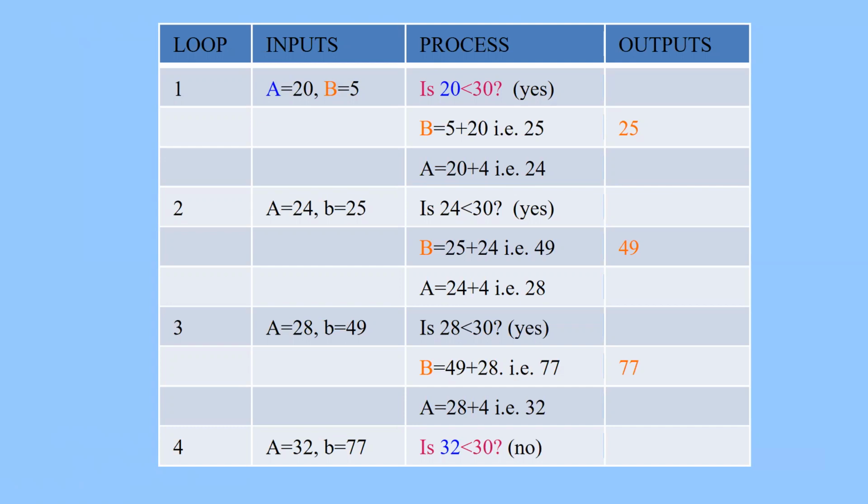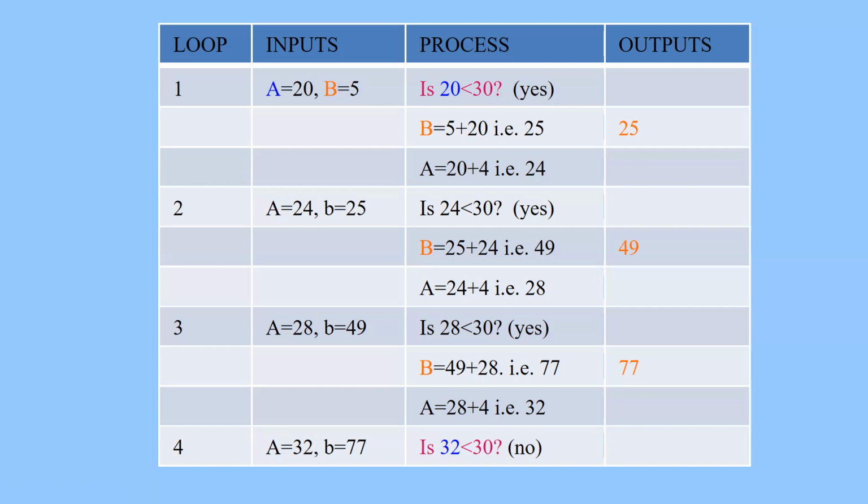Remember the condition is while A is less than 30. So is 20 less than 30? Yes. If A is less than 30, then get the value that was stored in A, add it to 5, then assign the result to memory location called B, and display the result of memory location B. Then pick 4 and the current content of memory location A, that is 4 and 20. You get 24. Replace A now with 24. So the current value of A becomes 24.